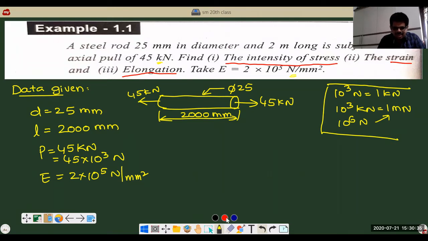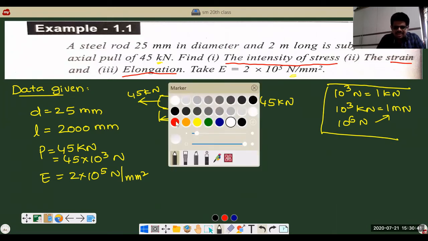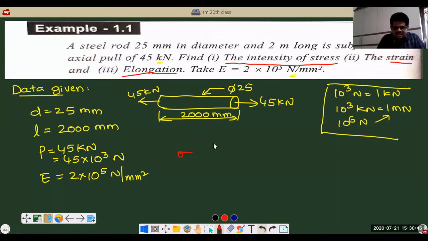So let us write the formulas. So what are the important formulas? First of all, stress formula. Stress is equal to P by A. Next, e is equal to delta L by L. And then capital E is equal to stress by strain. So these three things must be remembered. These are very important. Now let us observe.